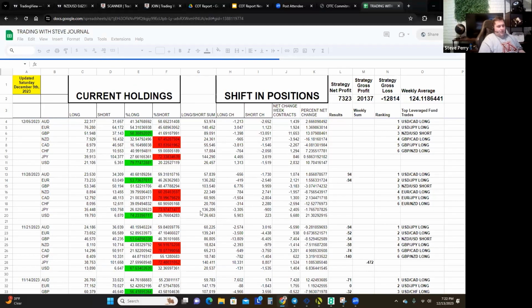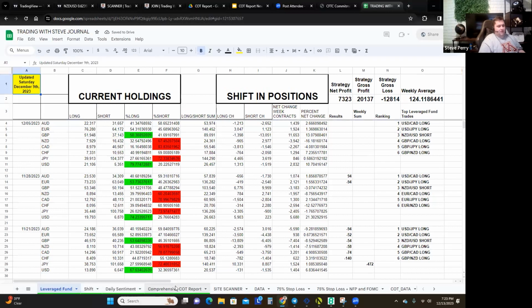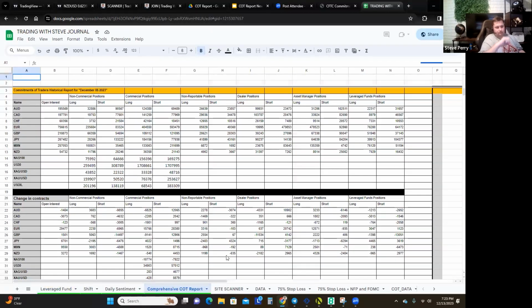Every week I collect all the data on the COT report journal over here. I collect non-commercial for everything, and commercial for everything that we look at: currencies, CFDs and indices. I actually have the non-reportables, the dealers, asset managers and leverage funds as well. Every single data point I collect here in the COT report journal, and then we use this for the scanner. We use this for delivering other signals and trade ideas. It's all included in here.